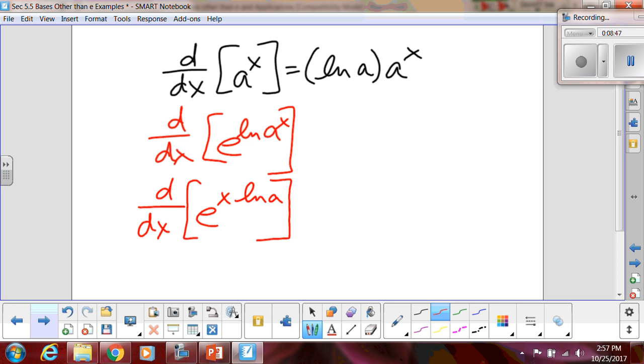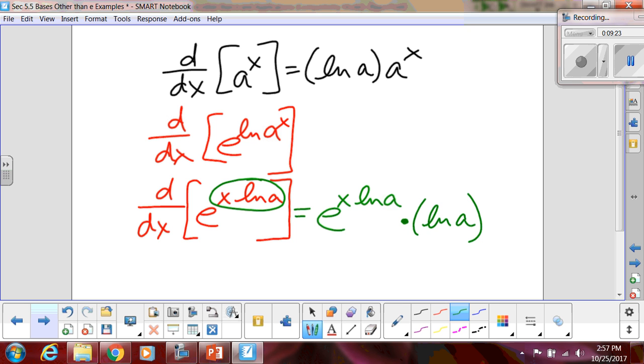Okay, so if I do the derivative of that, we know how to do this. This is just an e to the x function. We know how to do the derivative of that. This is like e to the u, so this is like my u. All right, so I'm going to do e to the u, so e to the x ln of a times my du. What's the derivative of x ln of a? Keep in mind, a is just a constant, so ln of a is also a constant, so that's just a constant times x. So the derivative of that is simply ln of a. So how does that equal that? Well, remember, e to the x ln of a is the same thing as a to the x. So that's how we're getting a to the x times ln of a.